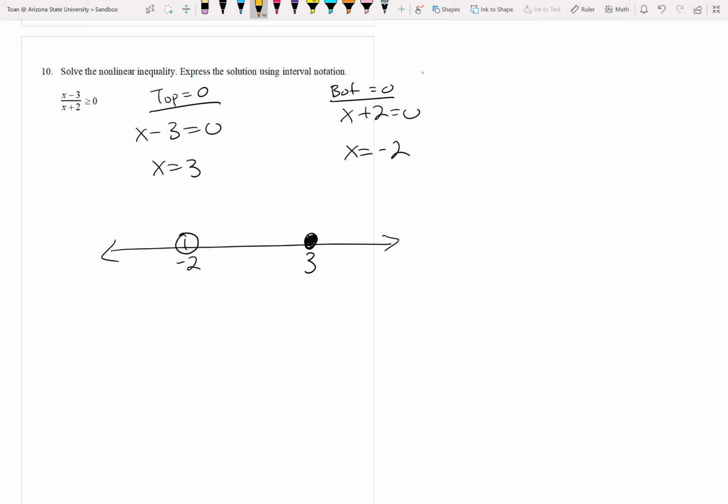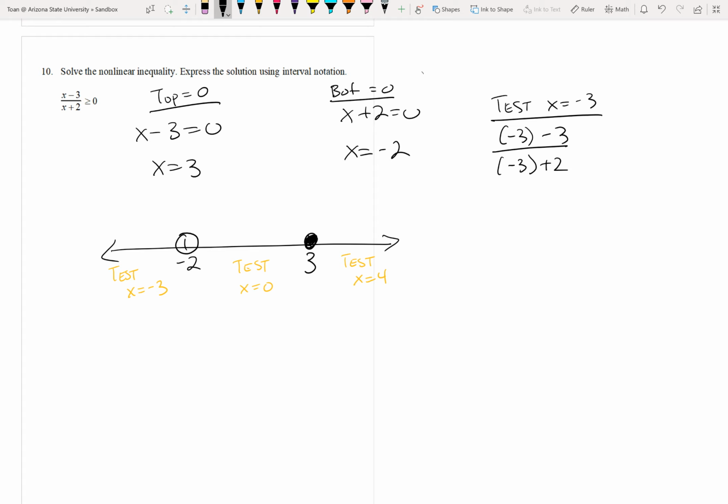Let's pick negative 3. Let's pick 0. Let's pick 4. And all you do is literally just plug into the inequality. So testing x equals negative 3, I get negative 3 minus 3 over negative 3 plus 2.